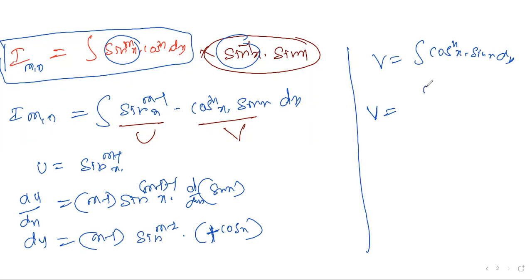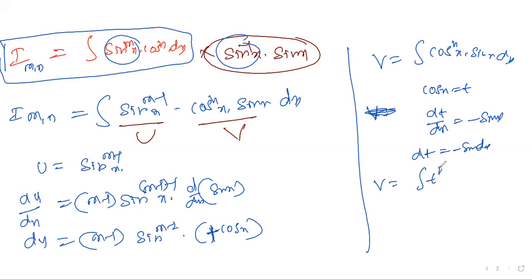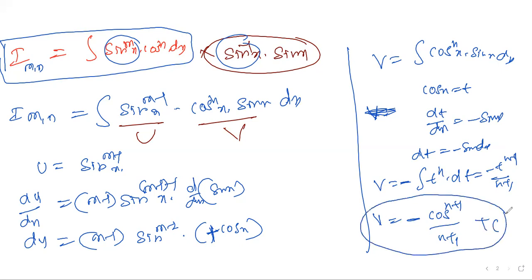I have to do one thing here: let cos x be equal to t. So dt by dx, the derivative of cos x, is minus sin x. So dt is equal to minus sin x dx. Here v is equal to the integration of t^n, sin x dx being minus dt. So the integration is minus t^(n+1) by (n+1) plus c. So v is equal to minus cos^(n+1) x by (n+1) plus c. This is the value of v.